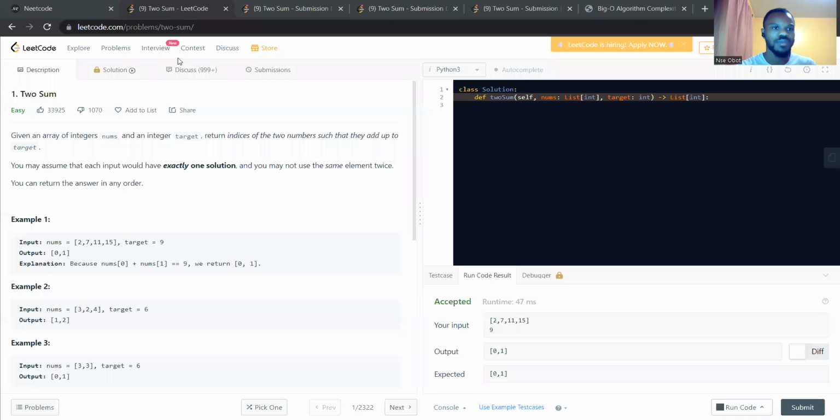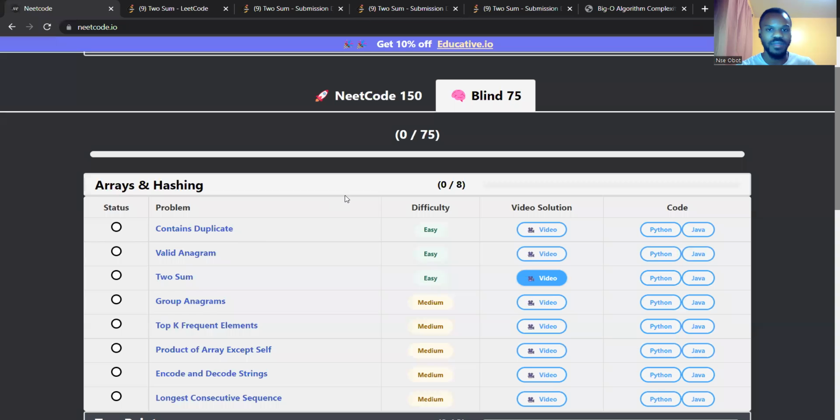I just wanted to share with you the interview preparation process that I took to get an offer from Amazon. So the first thing I'm going to show you is a site called neetcode.io. On this site, it takes you through the Blind 75 or the NeetCode 150.